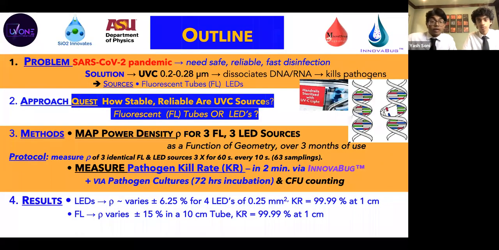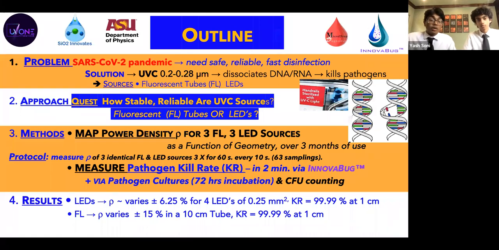So a small outline for you guys is that the problem is the SARS-CoV-2 pandemic, or COVID-19, which created a need for safe, reliable, and fast disinfection. The solution we had was UVC at 0.2 to 0.28 micrometers, which dissociates DNA and RNA, and which kills pathogens. The sources we used were fluorescent tubes and LEDs. The approach in quest was to find how stable and reliable are these UVC sources and which one is better at irradiating, fluorescent tubes or LEDs.